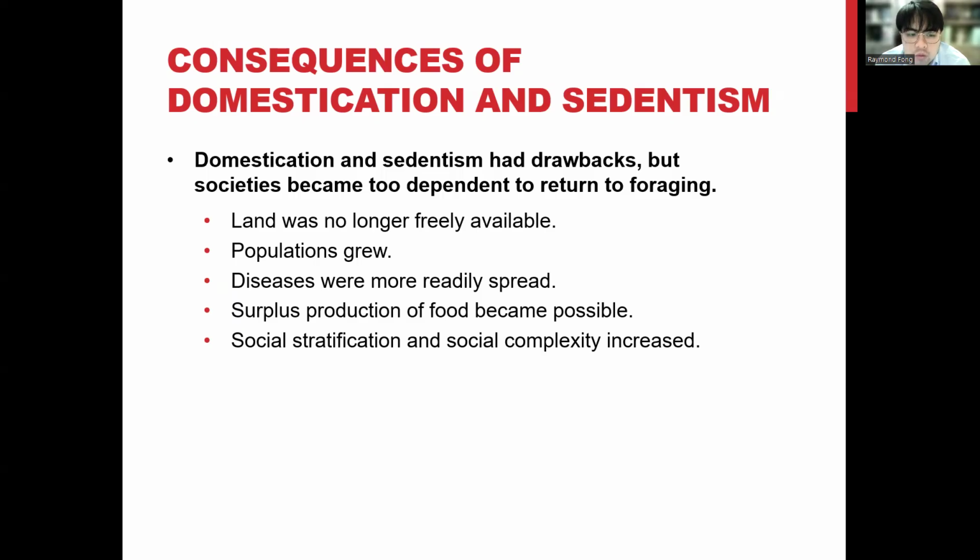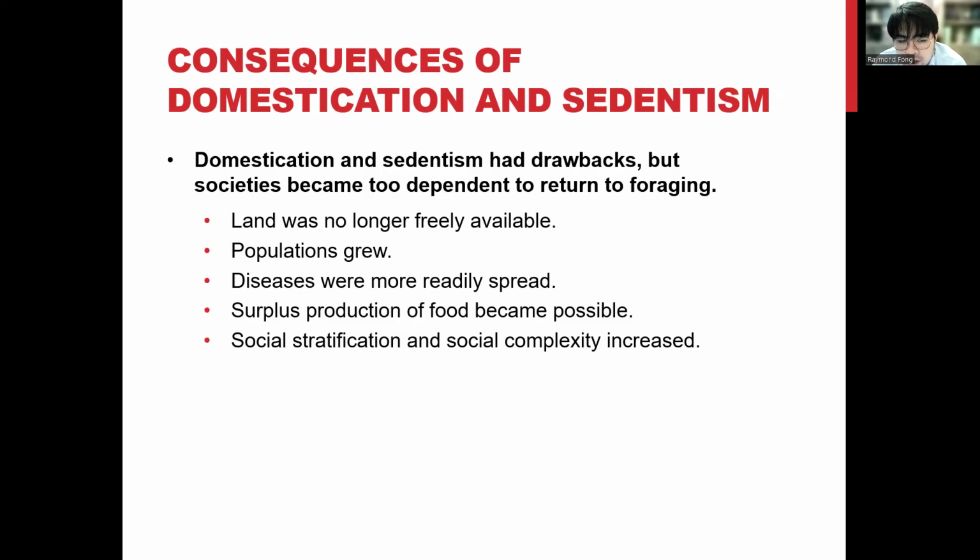Okay. So land was no longer freely available, obviously because you had to stay still. Populations grew. Diseases were more readily spread. Surplus production of food became possible. Social stratification, so complexity, increased. Let's talk about the easiest one first. Populations grew, obviously: more food, more people.